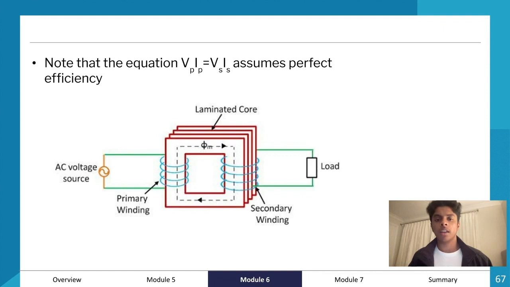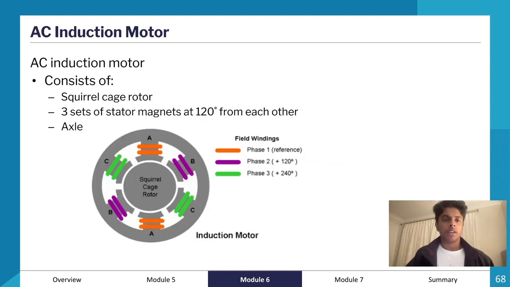So Vp/Vs = Ip/Is is equal to 0.9 VsIs. All right, so let's look at now an AC induction motor. This is also a complex area of Module 6, I could say. An AC induction motor consists of a squirrel cage rotor, 3 sets of stator magnets at 120 degrees from one another, and an axle. So this is kind of what it looks like, right?